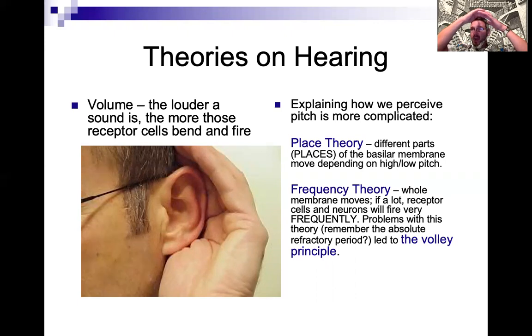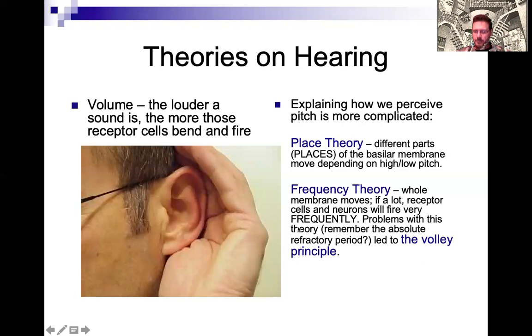And somehow the brain knows if receptor cells are firing from this part of the basilar membrane, the brain just knows we must be hearing a very low pitch because those particular receptor cells are bending in response to the vibrations. That's place theory. The other theory is frequency theory. I think this one might be a little more popular.